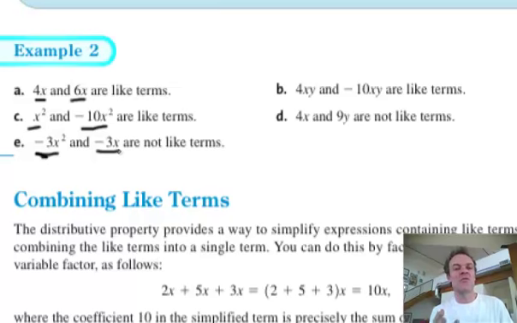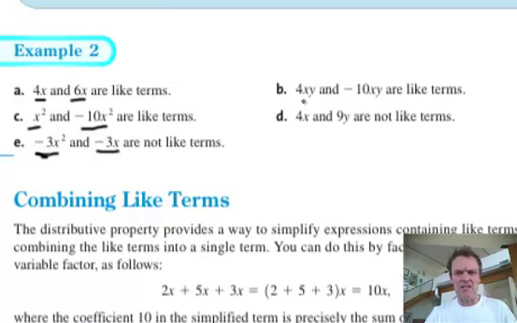Just because the number in front is the same, that's like saying I've got 5 apples and I've got 5 bananas. They're different things, you can't add them. 5 apples, 5 bananas. The 5's the same, doesn't matter, okay? I can't add those two things. 5 bananas and 5 bananas is 10 bananas.